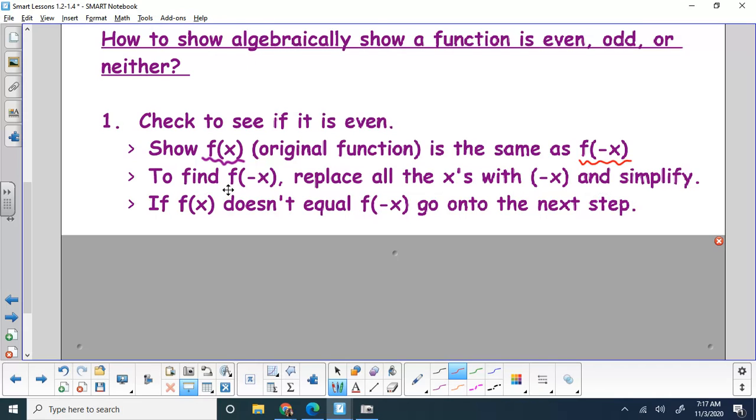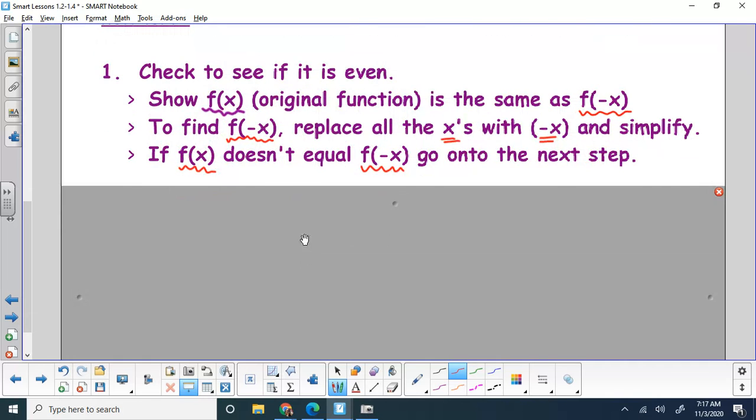So what we do is we first find out what is f of negative x. To do this, we replace all of the x's in the equation or the function with negative x, and then we apply our simplification rules. So if it's a negative x squared, that would become x squared. If it's the absolute value of negative x, it becomes positive x. So we apply our basic rules of algebra. Then the last step is we check, is the original given function the same as when we plugged in negative x for all the x's and simplified? If this is not true, then we move on to step 2.